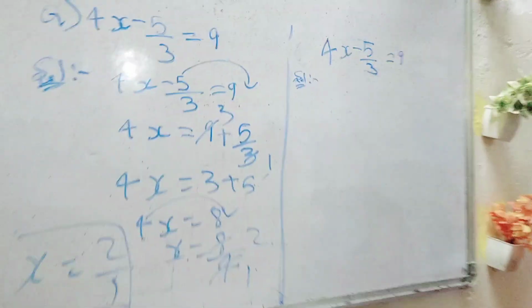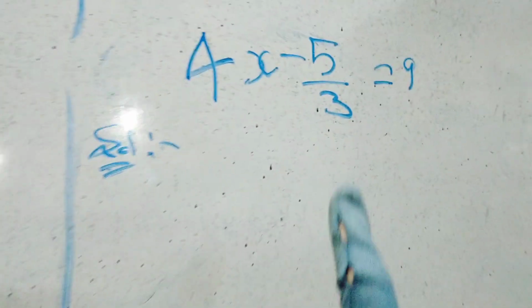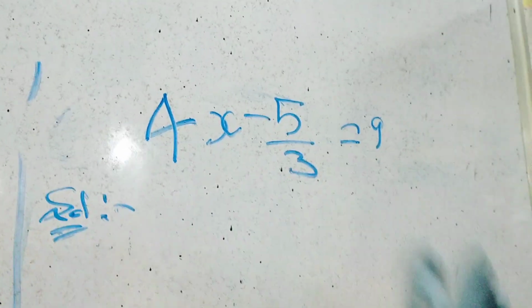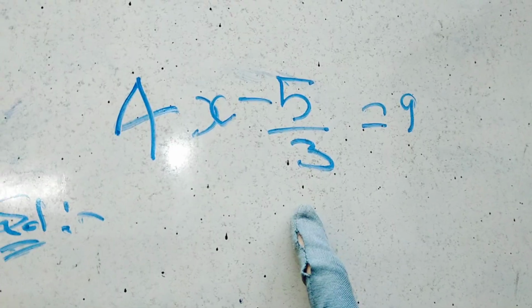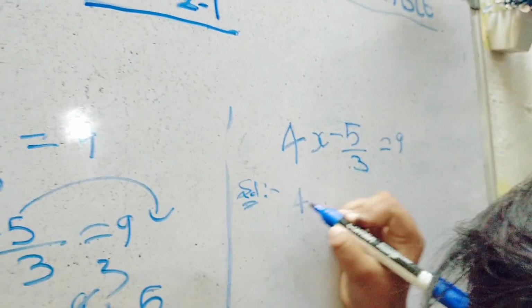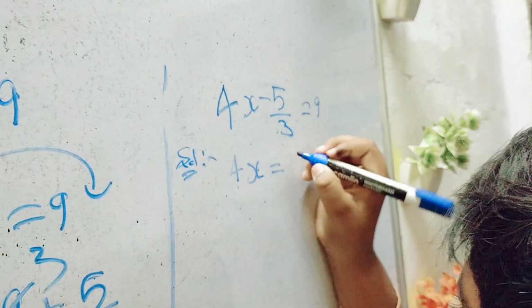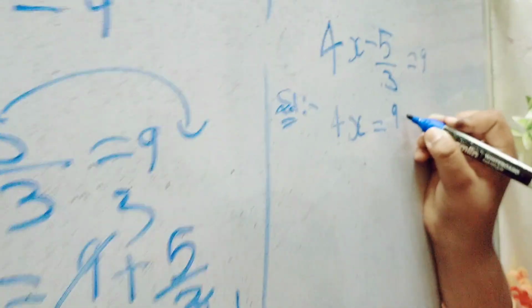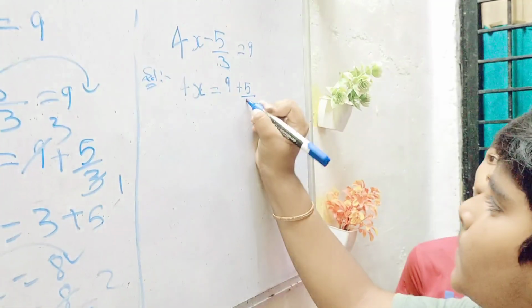Okay, Manoj, see here. This is our equation: 4x minus 5 by 3 equal to 9. Now we have to take variables to one side, constants to the other side, and then solve it. Here we have a fraction. So now you take 4x, variables you have to shift to one side, right? 4x equal to 9. Then what will you do? This minus 5 by 3 will become plus 5 by 3.